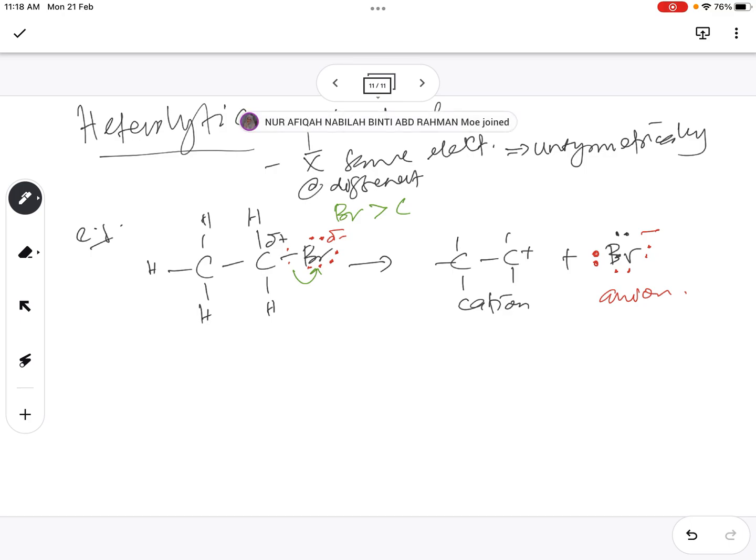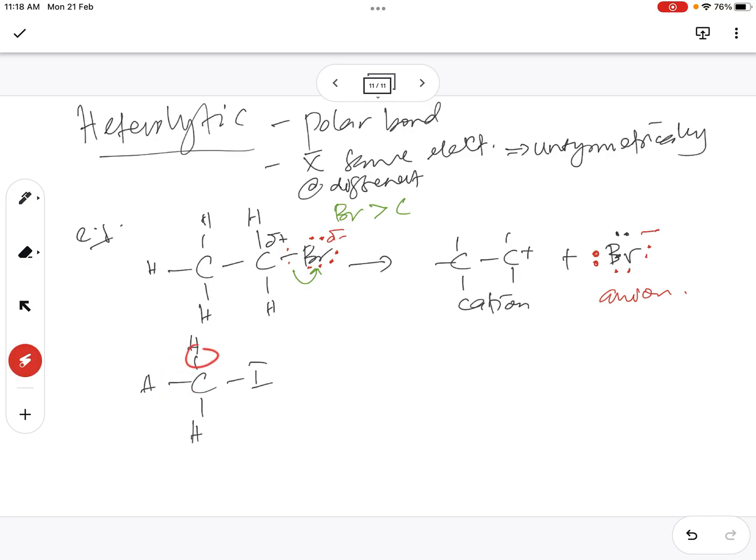Apa contoh saya nak tunjuk pada anda. Okay, tak apa, kita ambil ni. CH3, tak payah. Sorry. Macam ni. CH3I. Macam ni. So, sini tak ada homolytic. Sini semua homolytic. Ini heterolytic. Okay, because we know that iodine is more electronegative than carbon.